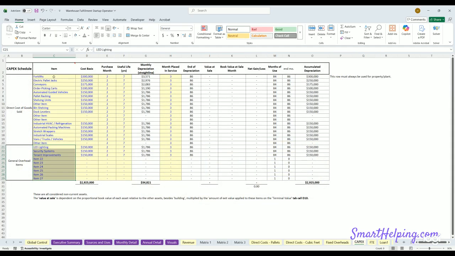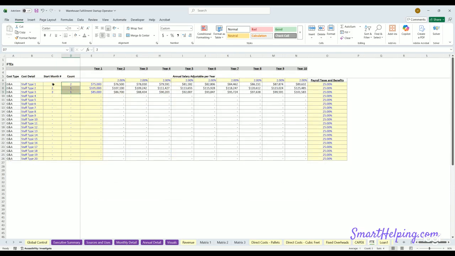CapEx we already went through, but you put the items. This top section here down at row 20 is for direct costs. Bottom section is just for regular expenses. Cost basis, the month of purchase. Useful life will define depreciation, and months placed in service will define when the depreciation actually starts.